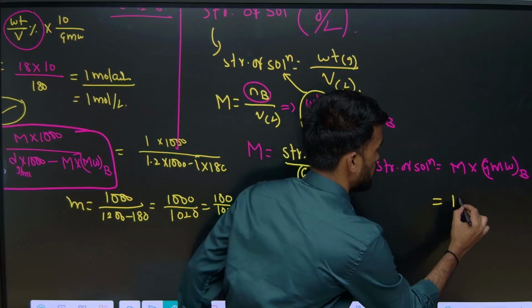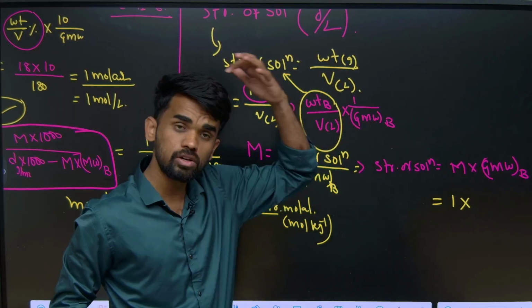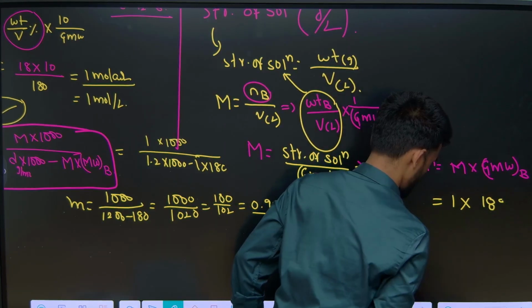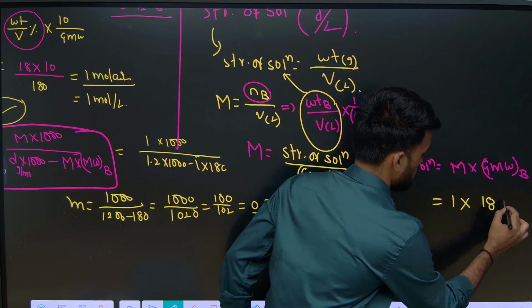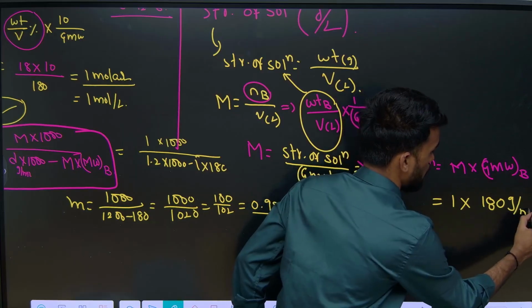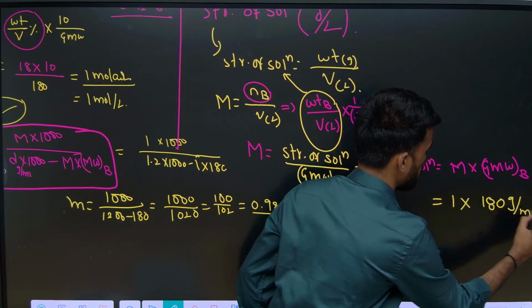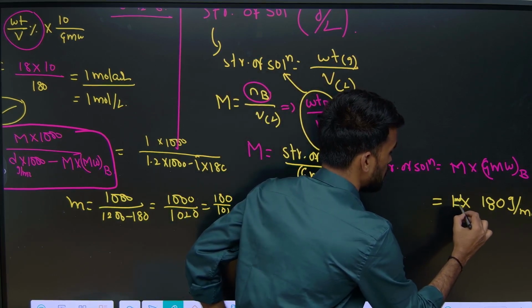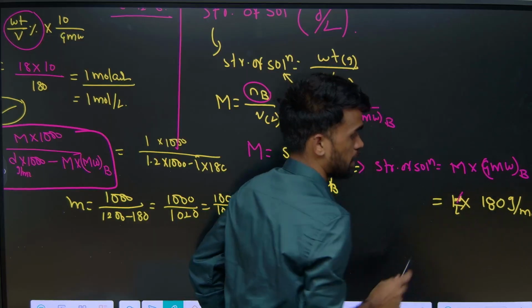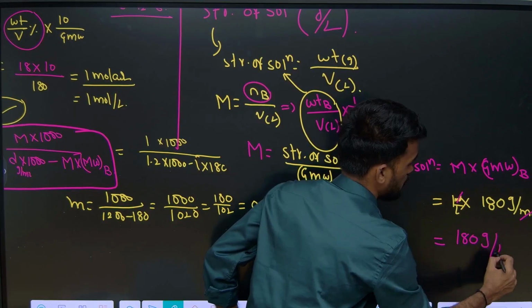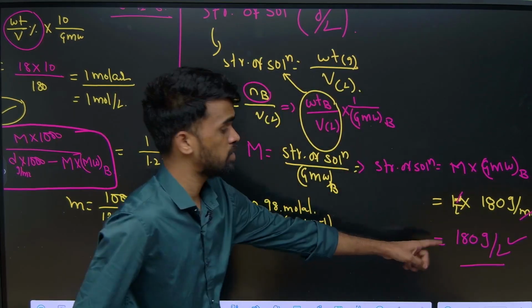So that is 1 molar into, what is the gram molecular weight we have? Gram molecular weight is 180 gram per mole. Okay, so what is the molarity unit here? Mole per liter. See, this mole can get cancelled, so we are remaining with 180 gram per liter, which is nothing but the strength of the solution.